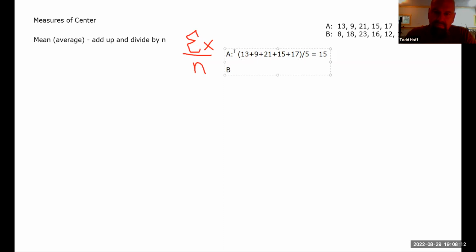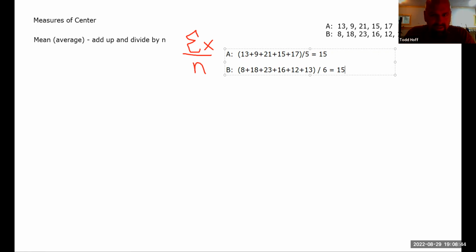For data set B, add them up, I have 8 plus 18 is 26, plus 23 is 49, plus 16 is 65, plus 12 is 77, plus 13 is 90, divided by 6, that is also 15. So both of those data sets have the same mean. They both have a mean of 15.